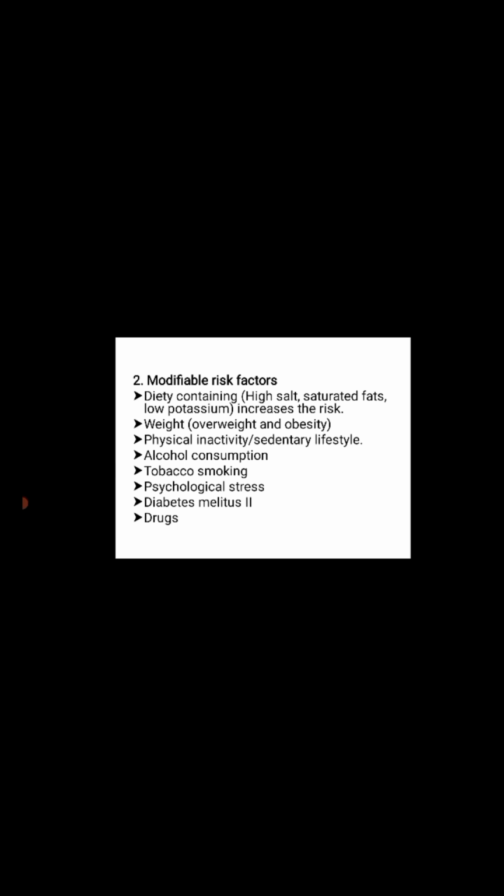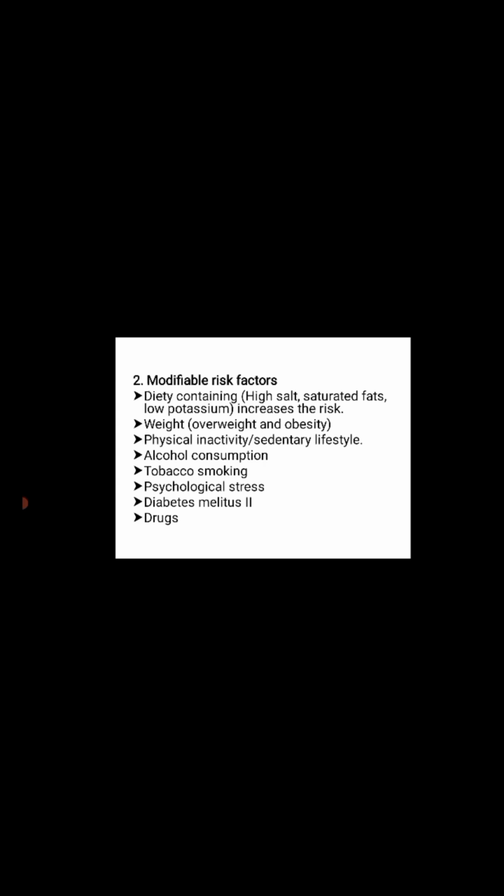The other risk factor is genetics or family history. If you have first degree relatives having hypertension, you are also at risk of getting hypertension. Another risk factor is ethnicity and race, which can also put you at a higher risk of getting hypertension. Then we have modifiable risk factors. These are risk factors which can be modified through lifestyle changes.